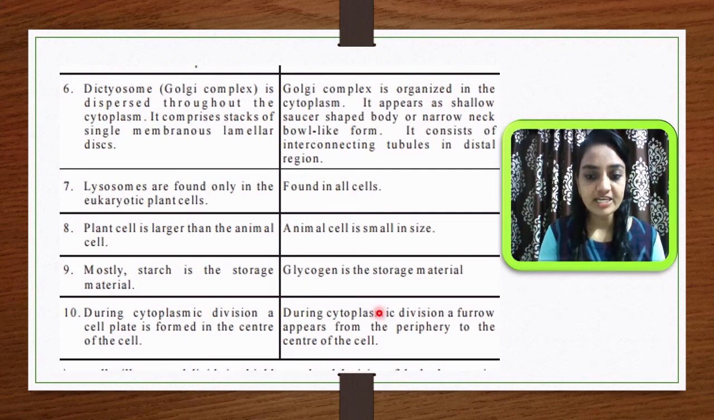During cytoplasmic division in the animal cell, what happens? A furrow is formed between the two cells, and the furrow appears from the periphery to the center of the cell, which we will learn in detail in chapter number 10, where we will discuss how cell division occurs. So this tenth point is a part of cell division, which indicates how the cell is dividing. We will discuss this point during chapter number 10.